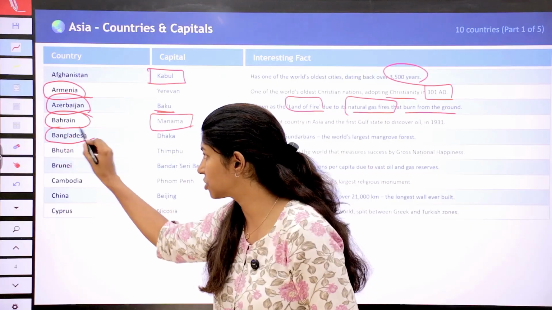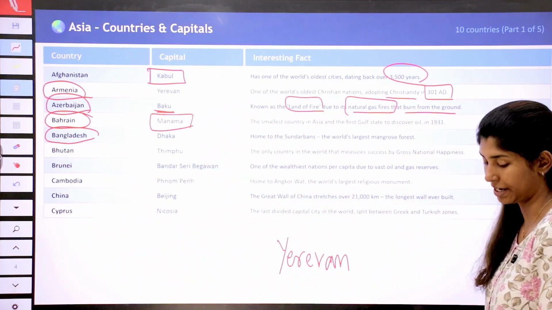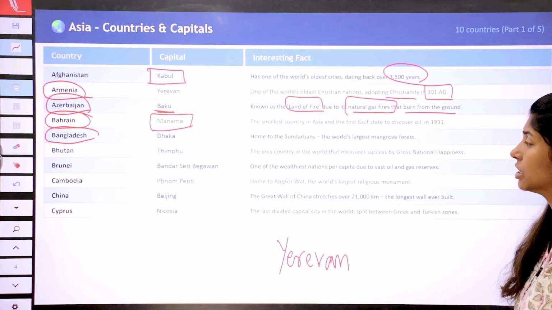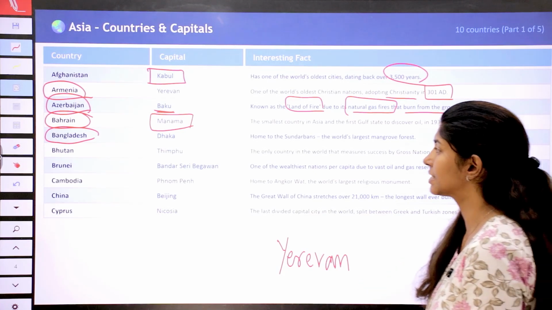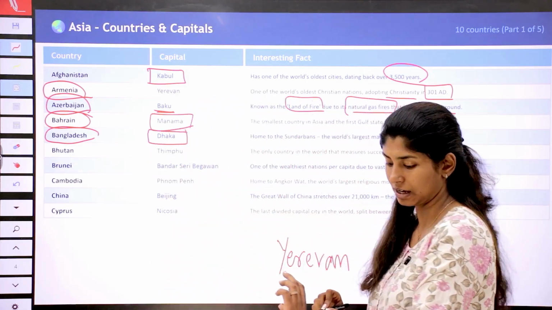Next we have Bangladesh. These will be easy for you because these are neighboring countries of India, like Bangladesh. Bangladesh's capital is Dhaka. The capital of Bangladesh is Dhaka.